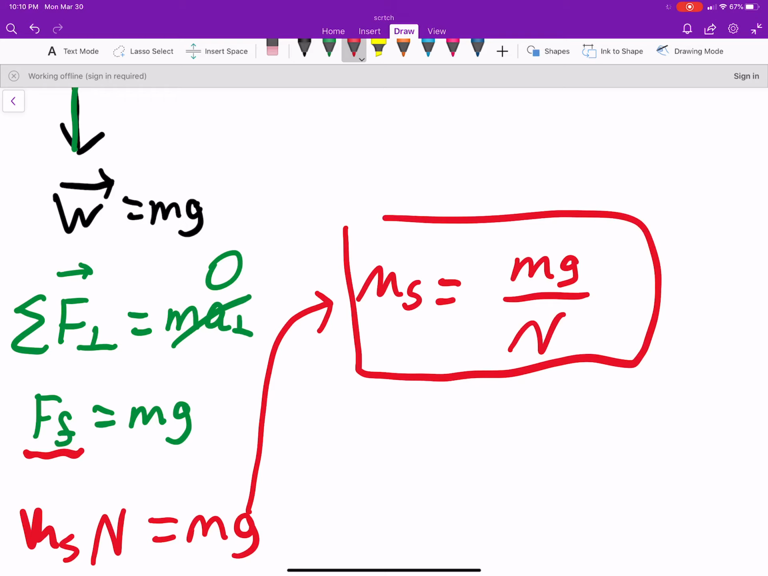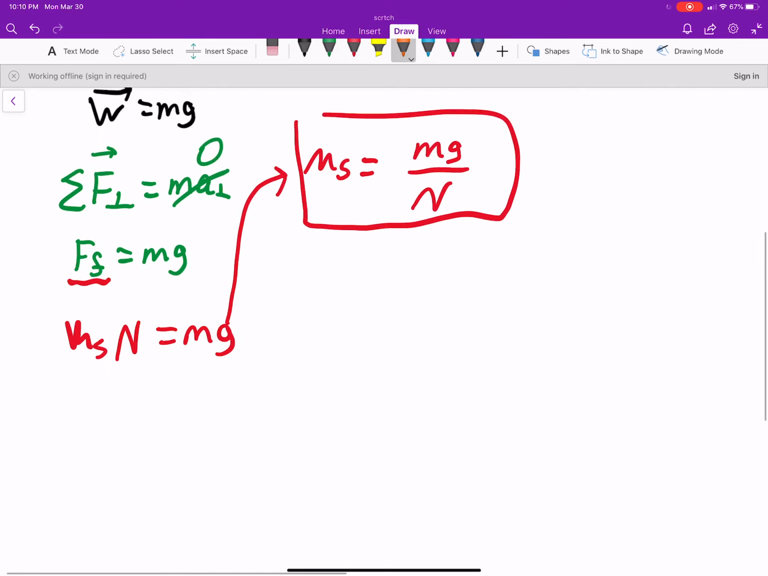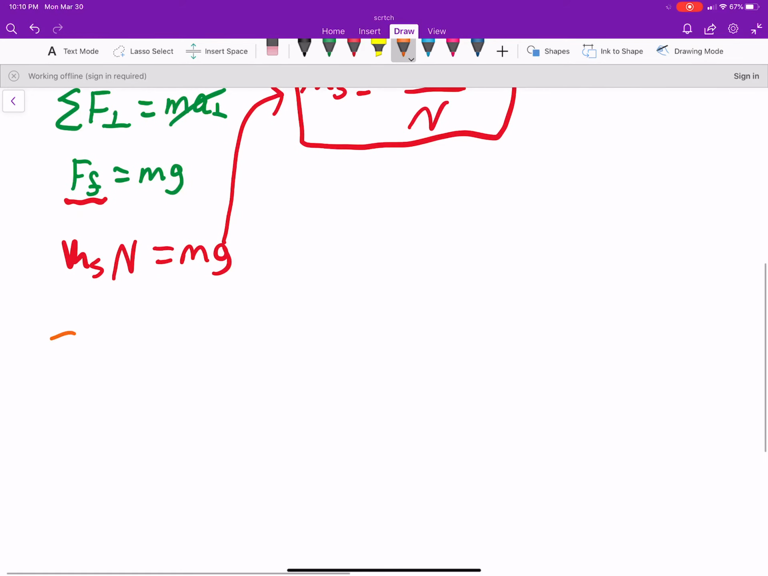Now, you might be saying, well, we don't know the normal. And you're right, we don't. So we're going to have to look at Newton's second law to solve that. Now, I'm going to call this centripetal because it's pointing in the direction of our center.